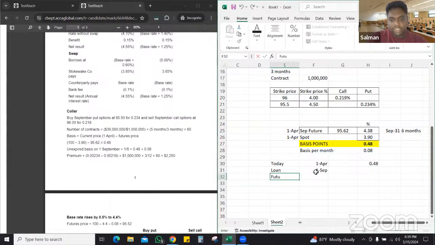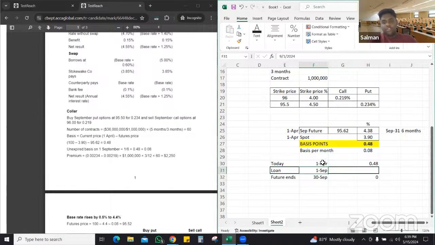Your future maturity, future ends when? September 30th. Basis point is how much? 0. Loan is taken on 1st of September, and today is 1st of April. So from 1st of April to 1st of September, 5 months are done. 1 month is remaining till it is 0. So what is the basis points at this time? 0.48 is for 6 months. 1 month remaining, there is a 0.08 basis points remaining. This is called unexpired basis risk.